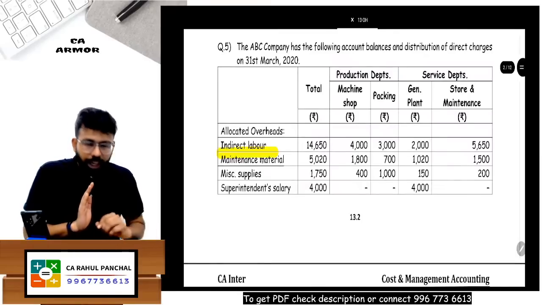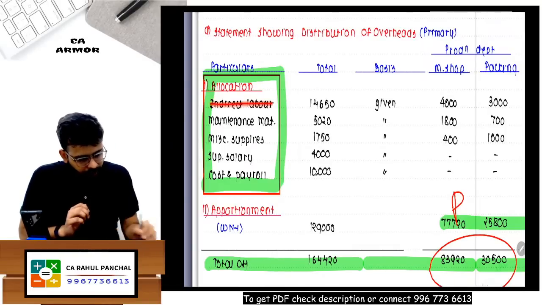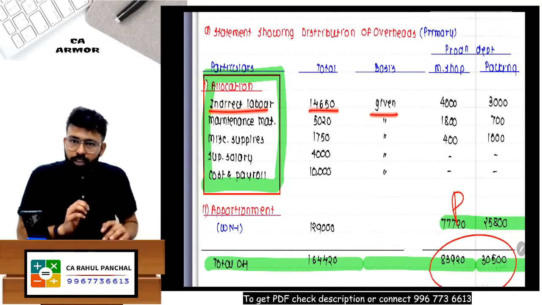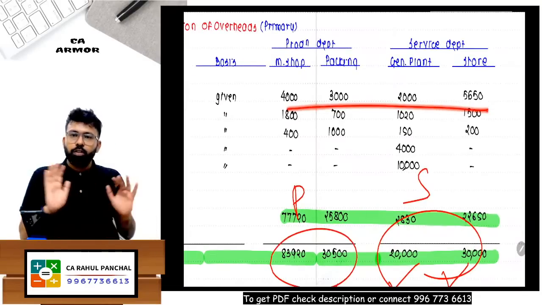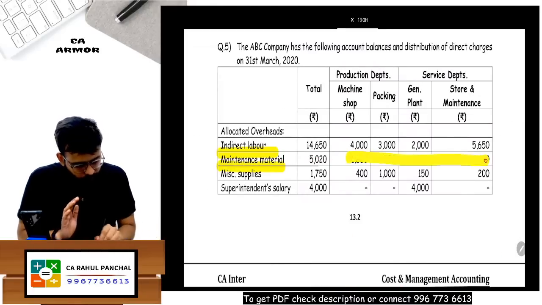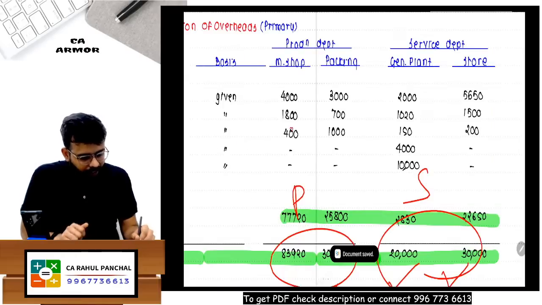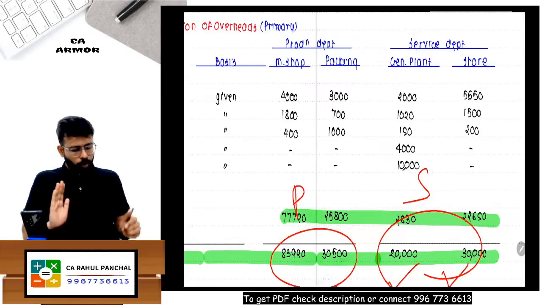Now if I go one by one, the overhead. First is indirect labor. You just copy that. Whatever value is given, and the bifurcation is also given, just copy that. Done, sir. Then the second part, maintenance. Whatever the values are given, 1800 and 700, you just copy that one by one. Okay, sir, done that.